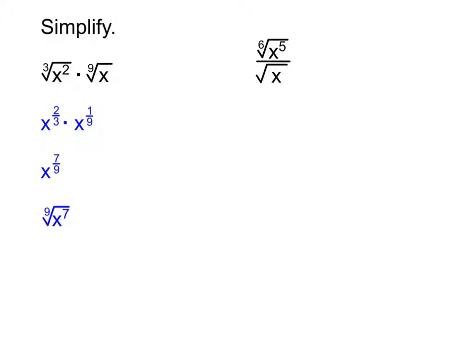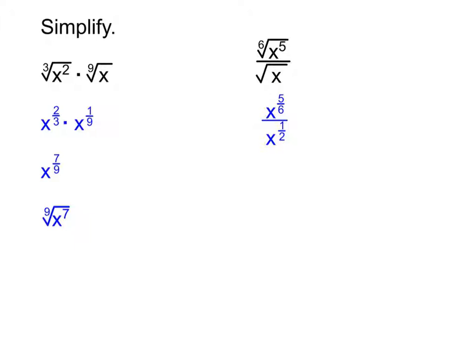All right, next problem. Over here, we're dividing. Well, I can't do it right now, though. I can't do it with the radicals. So I've got to get rid of the radicals. And how do I get rid of the radicals? Turn them both into exponential form. And when you rewrite each of those as a fractional exponent, this is what you should be looking at. We've got x to the 5/6 over x to the 1/2.